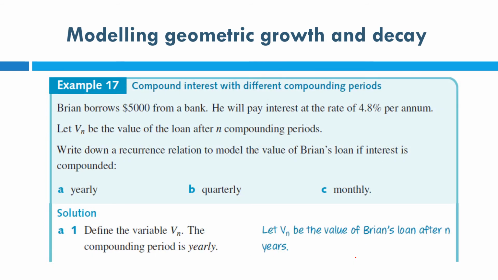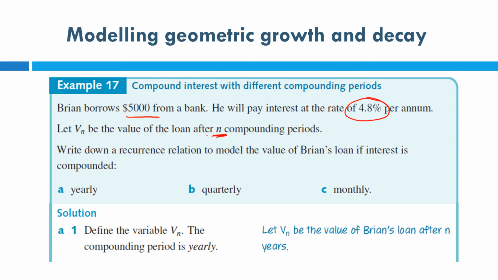Next example. Okay, so here we've got someone who's borrowed $5,000 and will pay interest on that at a rate of 4.8% per annum, and N is the number of compounding periods.